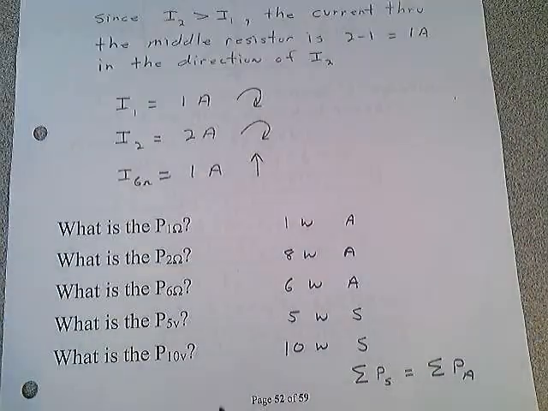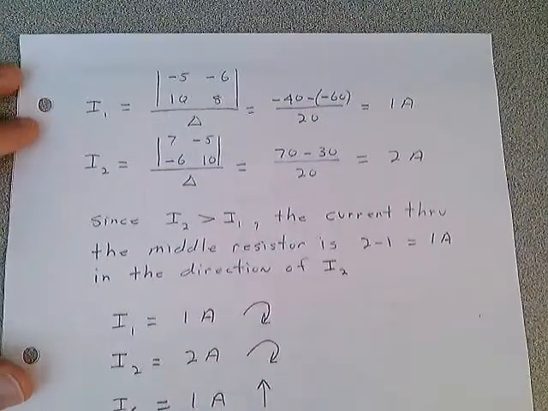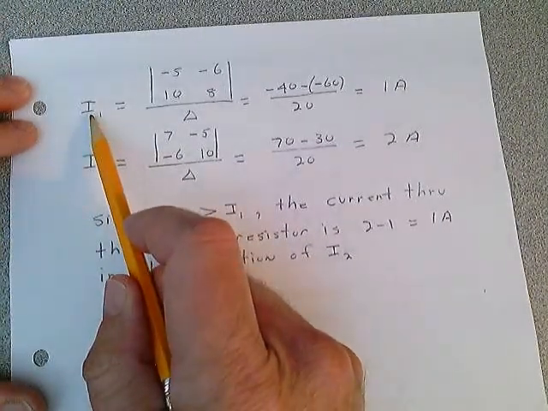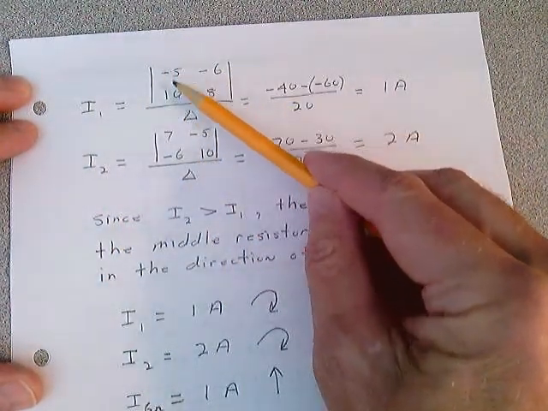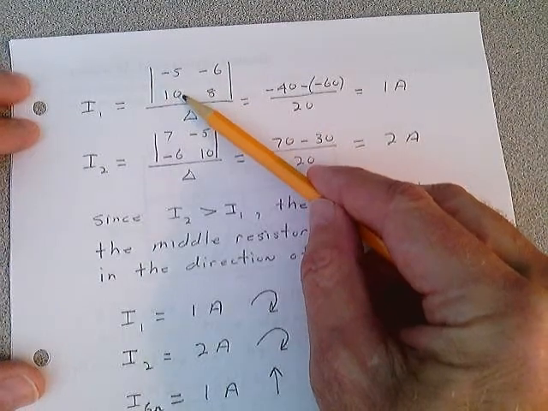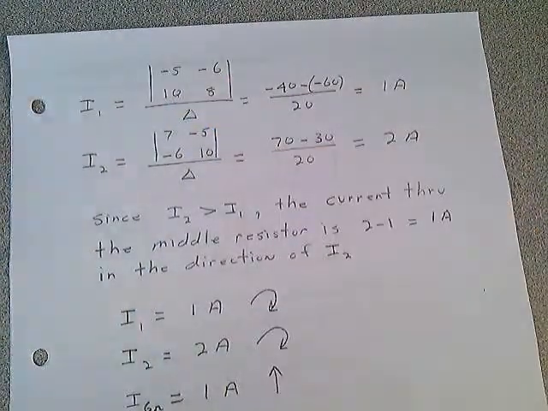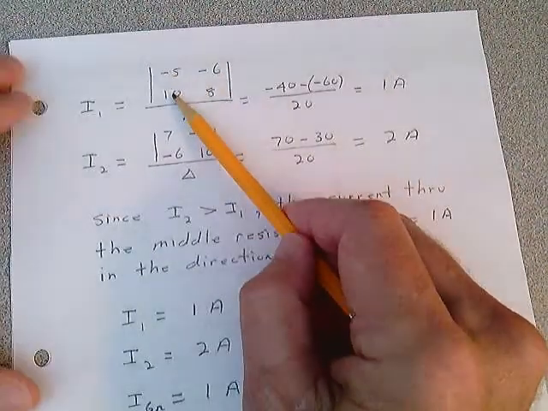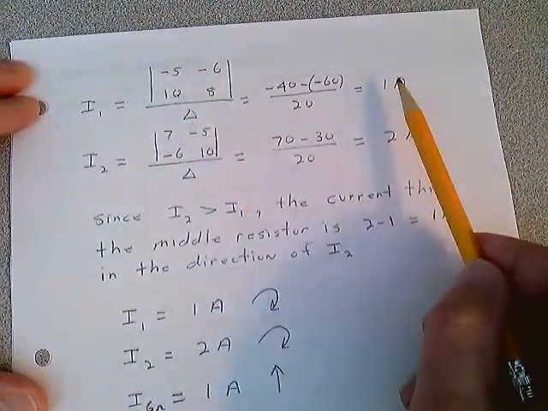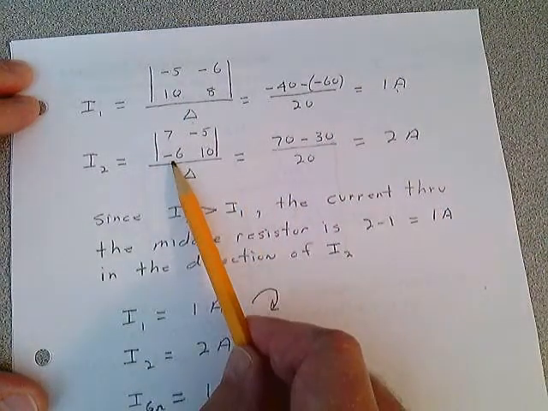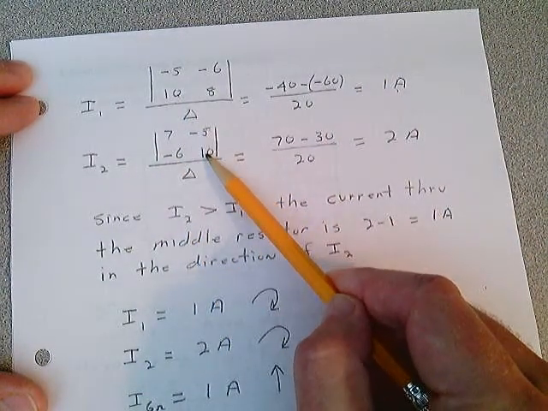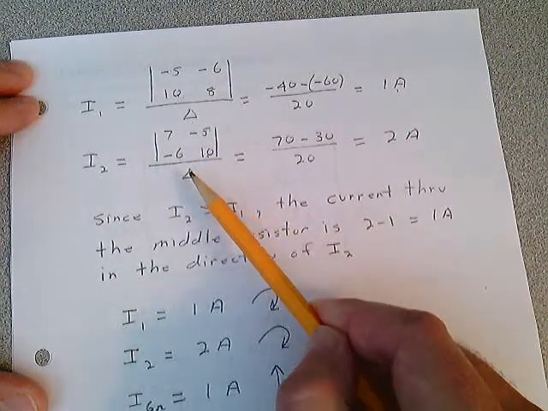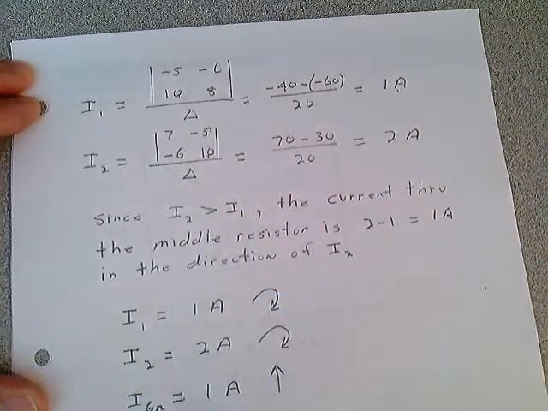If you look on the next page, you already probably know this math technique. For I1, you take the coefficient determinant and you just substitute in the constants on the right-hand side of the equation, right here, for the coefficients of I1. And you divide by the coefficient determinant. You get 1 amp. Same thing for I2, except you're substituting in those constants for the coefficient of I2. Divided by the coefficient determinant, you get 2 amps.